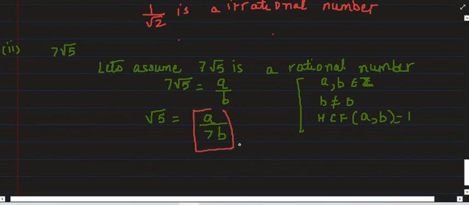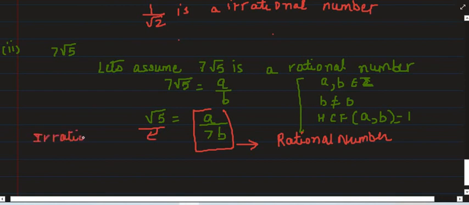Now what can we say about the right hand side? Yes, so we can say that this is a rational number, and we already know that square root of 5 is an irrational number. And so these two cannot be equal, so our assumption is wrong. So we can say that 7 square root of 5 is an irrational number.